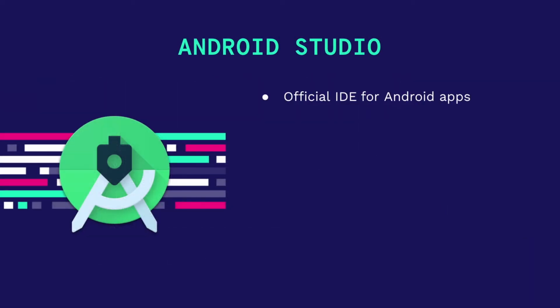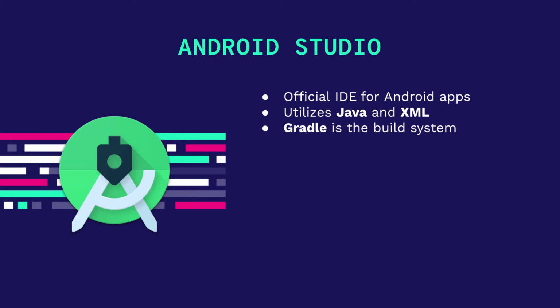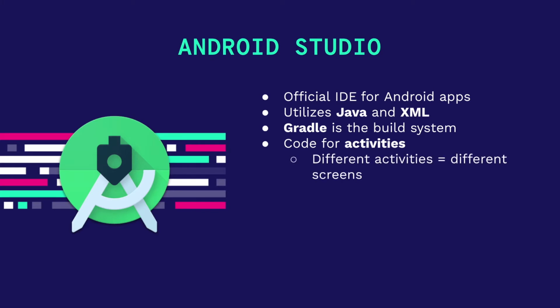Android Studio is the official software or integrated development environment used to develop Android apps. It uses Java as its programming language and XML for design and layouts. Gradle is its build system. Android Studio allows you to code for activities, a class that defines what the user sees on the screen and how they can interact with the app on that screen. Activities typically correspond to certain app features.